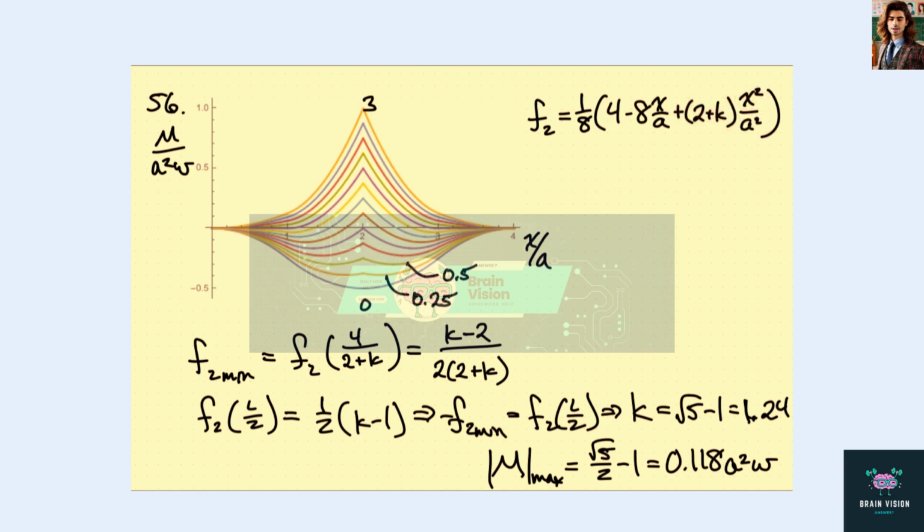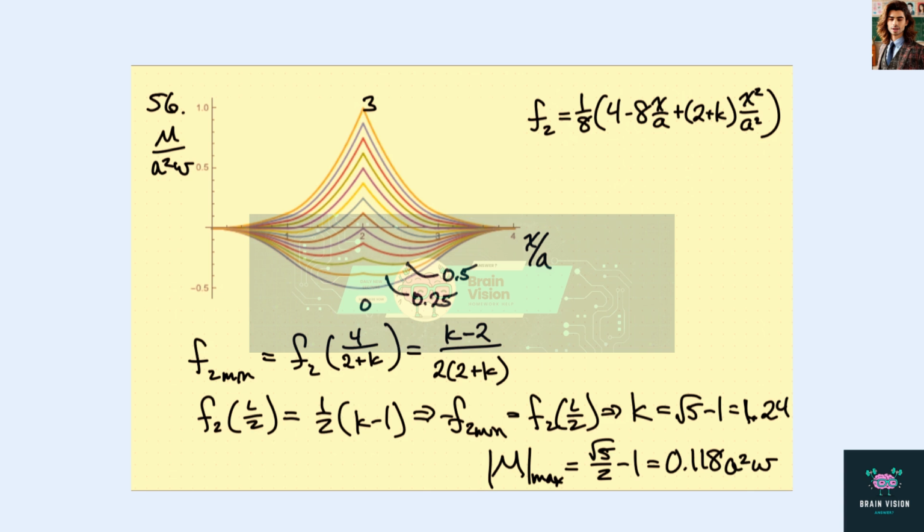And so this will always have a minimum value. It could be here, here, here, here, here. What we find is that the minimum value occurs when x over a equals 4 over 2 plus k. So when k is 0, the minimum value occurs at 2, which is here, and it drifts over this way as we get larger and larger k's.